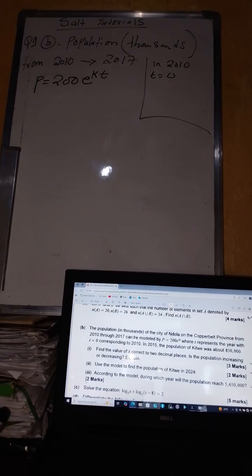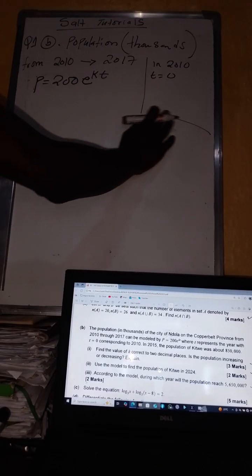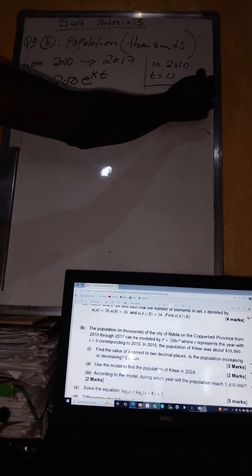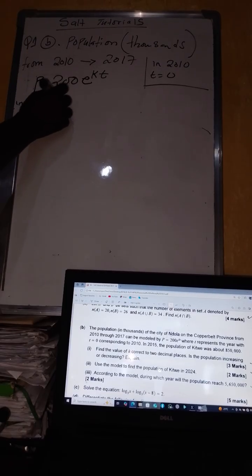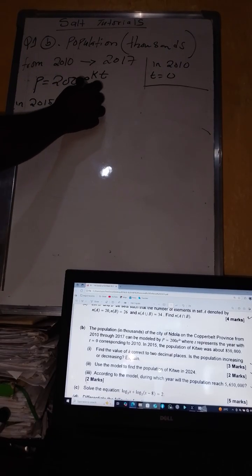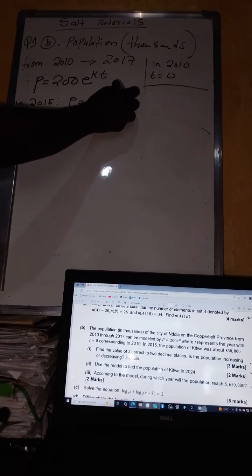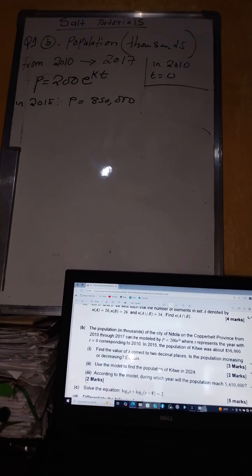What is helping us there is that in 2015, the population of Ndola was about 850,000. So let me just take down this data here. I'm simply saying in 2015, we have the population equal to 850,000. That's the population. So it is this information.